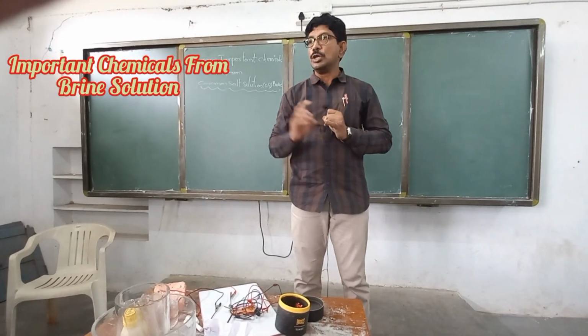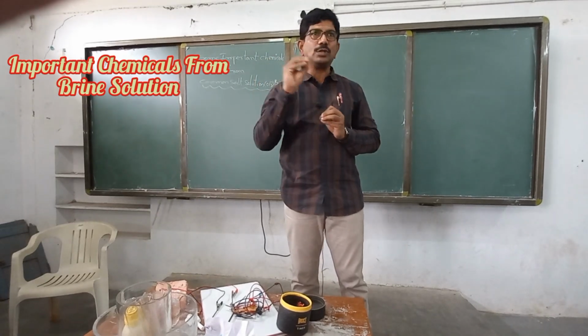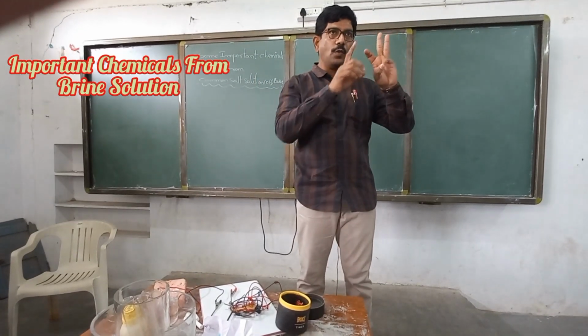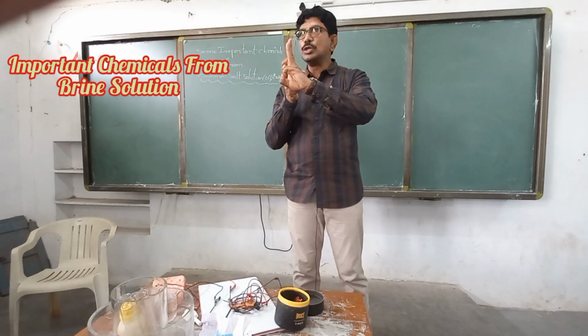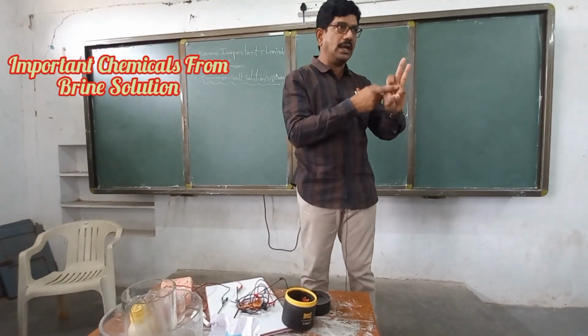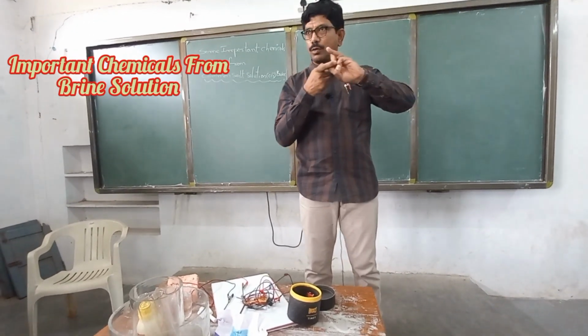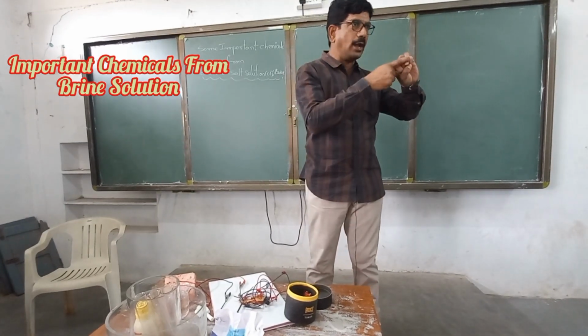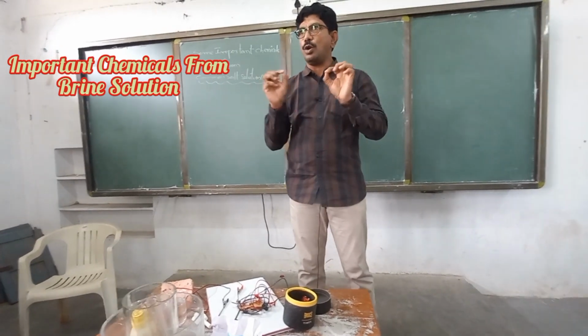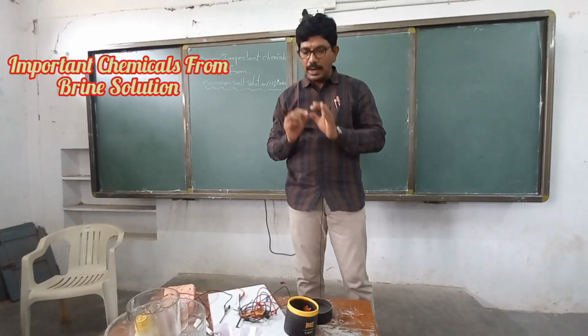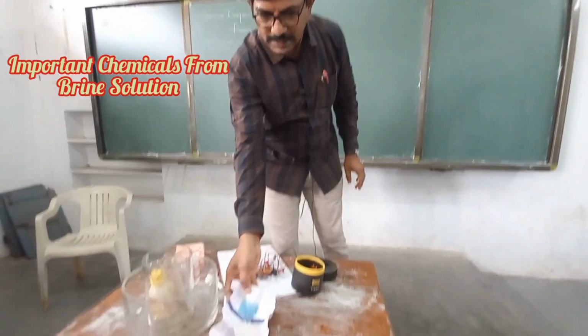Are you clear about that? So electrolysis of brine solution gives three products. What is the first one? Sodium hydroxide, it is an alkali. The second one is chlorine. The third one is hydrogen. So it is known as the chloro-alkali process. What are the materials needed for this?